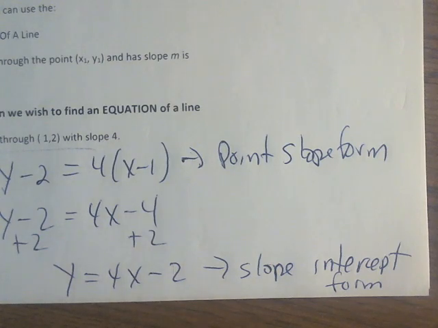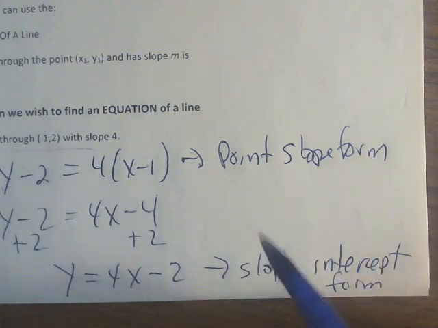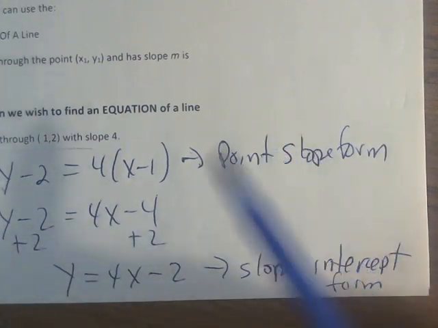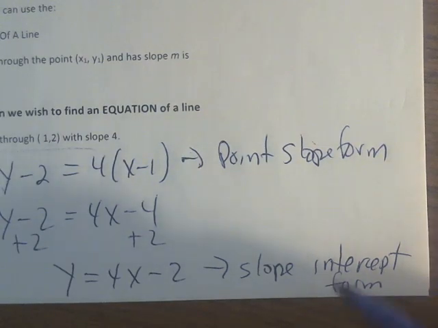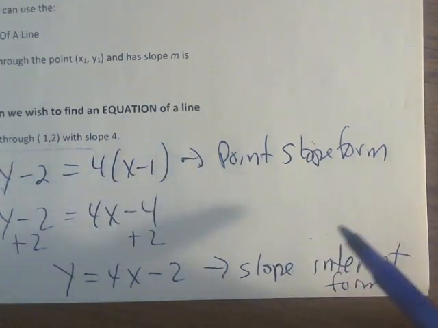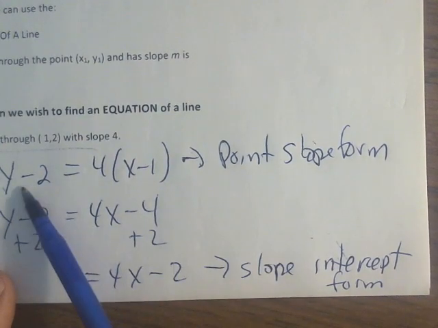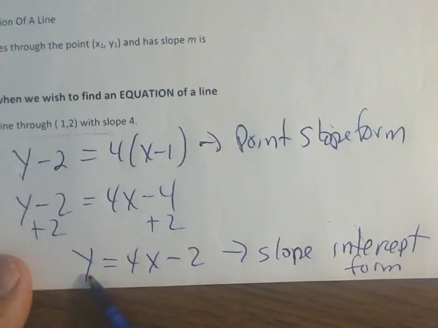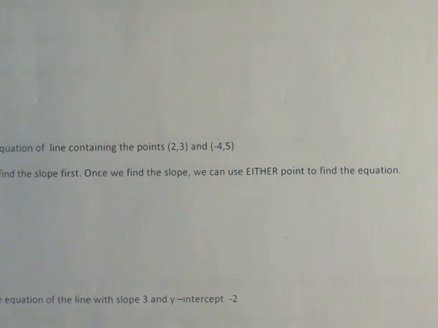Oftentimes, I like them in slope-intercept form. Now, if you work at MyLabsPlus, or somewhere else, they may ask you to leave it in point-slope form, or something else. But I'm fine with slope-intercept form. This really tells me not much. I'd rather have this. Just personal preference.